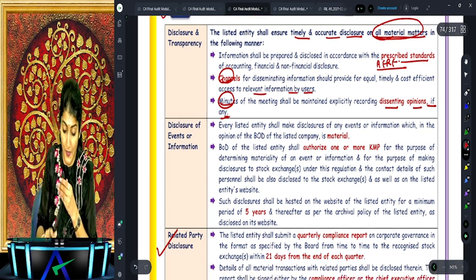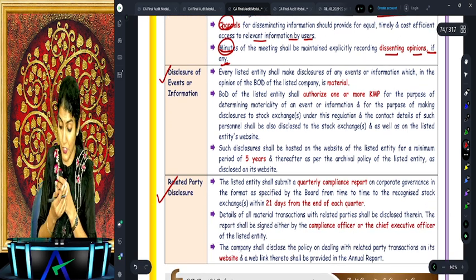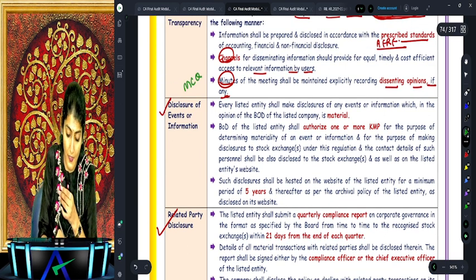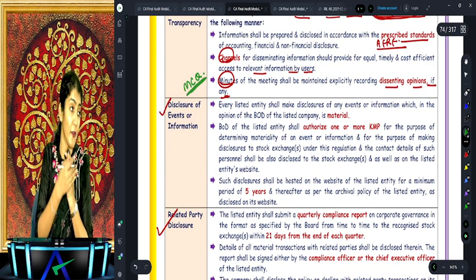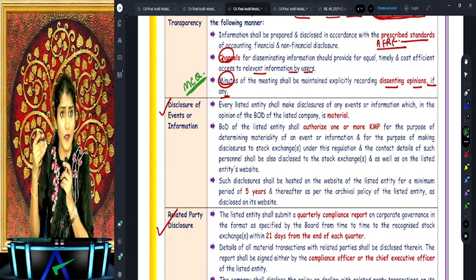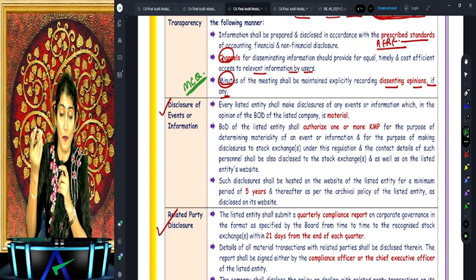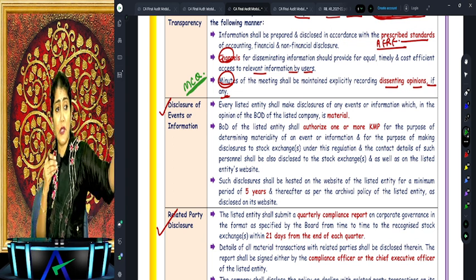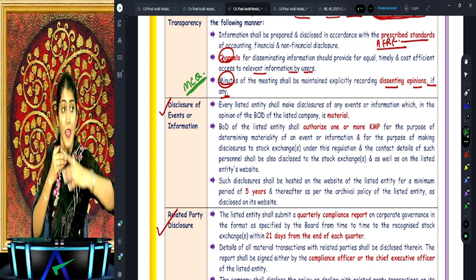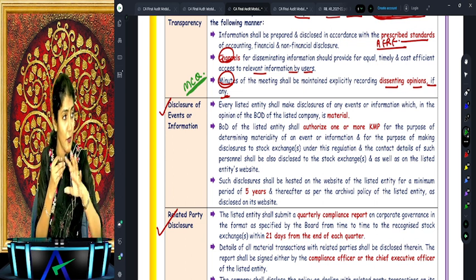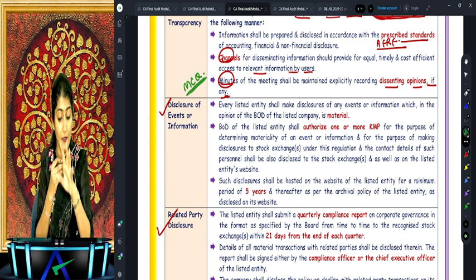Then next one, disclosure of events or information. So how the MCQ can come in the exam, that whether minutes of the meeting should include the dissenting opinions, if any? Yes, so they need to include the dissenting opinions, if any. Is it required to be explicitly stated? The management is saying it is not required to be stated. As an auditor, you advise. So you have to know, if there is dissenting opinion, it has to be explicitly stated.